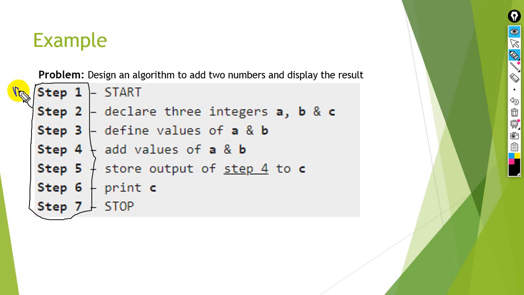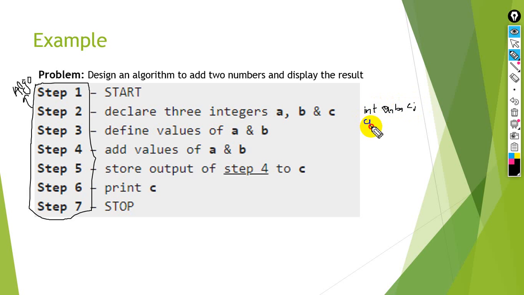So now this algorithm is for finding the addition of two numbers. So look at this here. First of all, we should declare three variables, integer a, comma b, comma c. So we will declare these three variables.